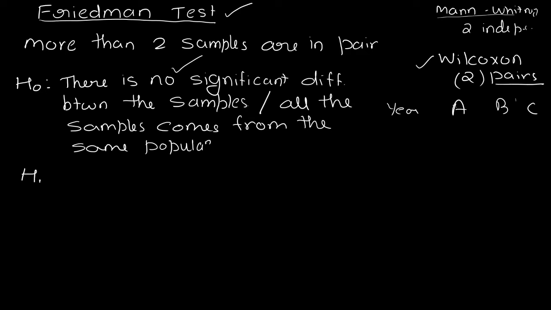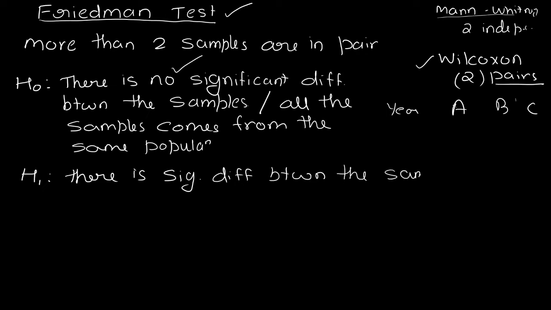Next, we write the alternate hypothesis. It will be that there is a significant difference between the samples. That is, all samples do not come from the same population. Now, after this, the next step is setting up the level of significance, 5% or 1%, and then using our test statistic.